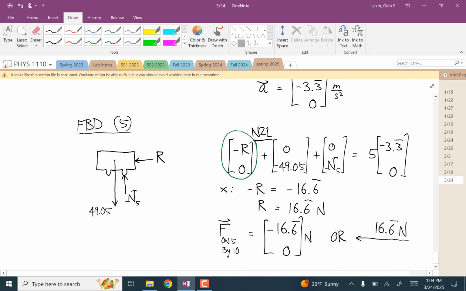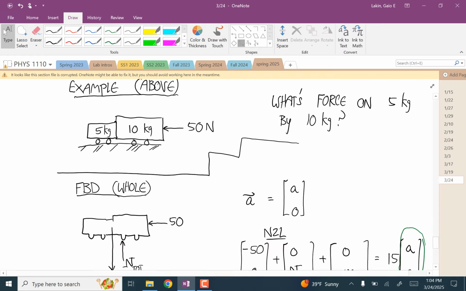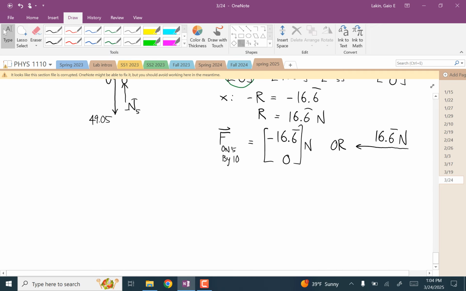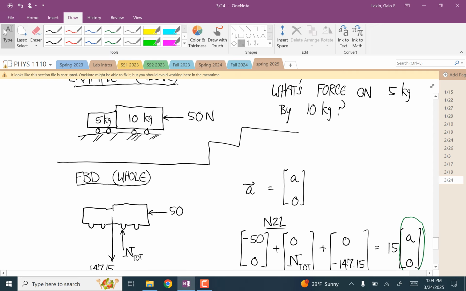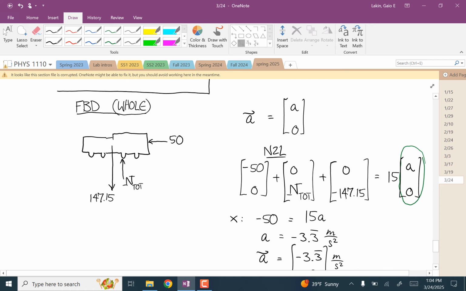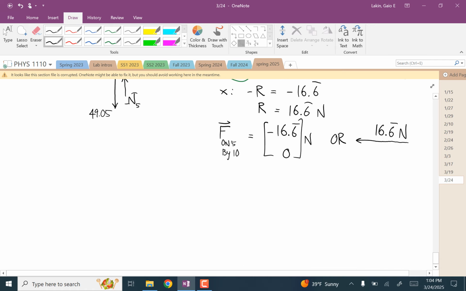Okay, so you might look at this problem and think, okay, what's the force that the 10 is applying to the 5? And if you look at this, you might think, oh, well, it's probably just that 50, you know? But it doesn't quite work out that way. Some of that force is kind of dissipated by the mass of the 10 kilogram. And so there's only 16.6 newtons that are applied to the 5 by the contact.